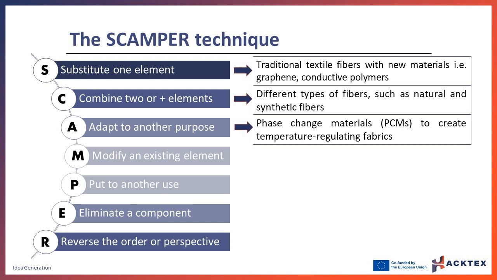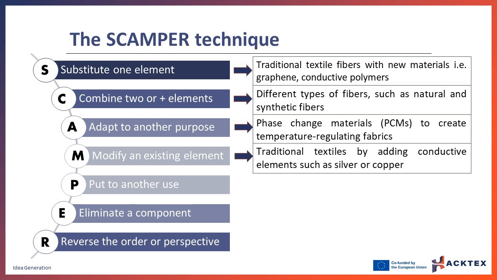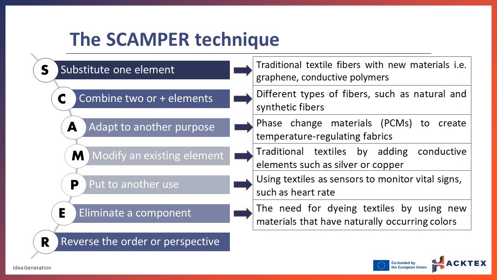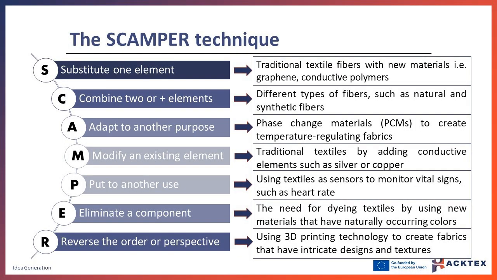Adapt phase change materials to create temperature-regulating fabrics. Modify traditional textiles by adding conductive elements. Put textiles to new and innovative uses, for example, using them as sensors to monitor vital signs. Eliminate the need for dyeing by using new materials that have naturally occurring colors. Reverse traditional production processes with innovative ones such as 3D printing.